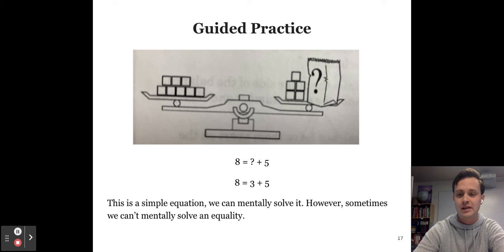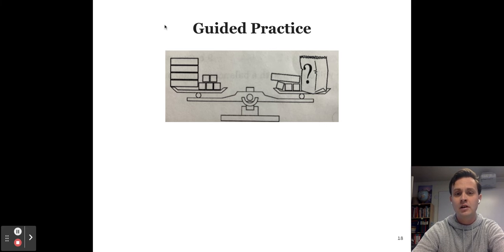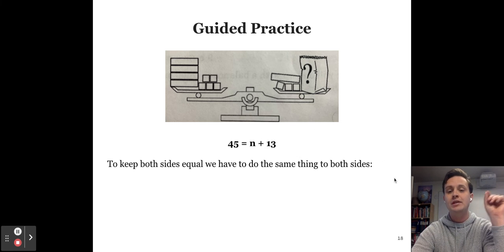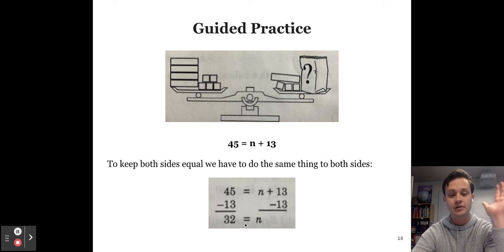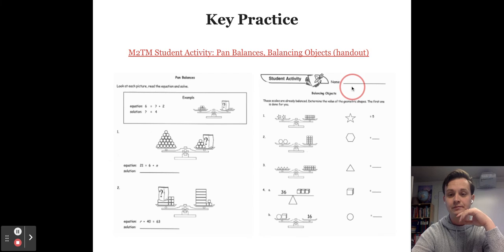However, sometimes we can't mentally solve an equation, like this one. 4 bars plus 5 cubes equals 1 bar plus 3 cubes plus some sort of a variable. So we can write this down as an equation. 45 equals n plus 13. Then, to keep both sides equal, we do the same thing to both sides. So in this case, subtract 13 from both sides, and then you've isolated the variable. 32 equals n. There you go.